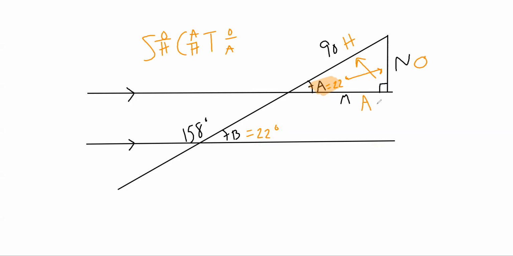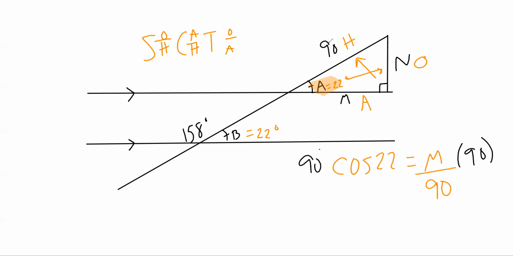If I want to solve for m first, m is my adjacent side. I know my hypotenuse, therefore I'm going to use cosine. So cosine of 22 degrees equals my adjacent side over my hypotenuse. And again, I'm just going to solve for my variable by doing inverse operations here. I'm undoing that division. And when I plug that into my calculator, 90 cosine 22, I see that m is approximately 83 and 45 hundredths.